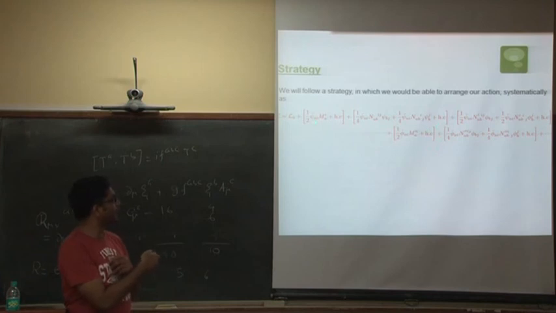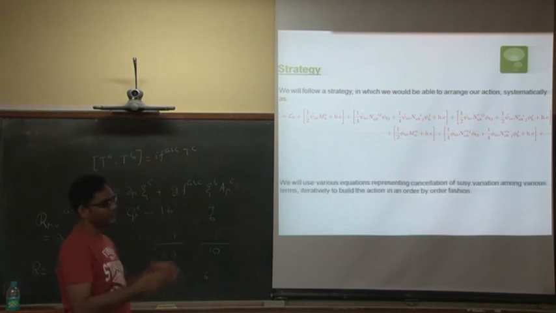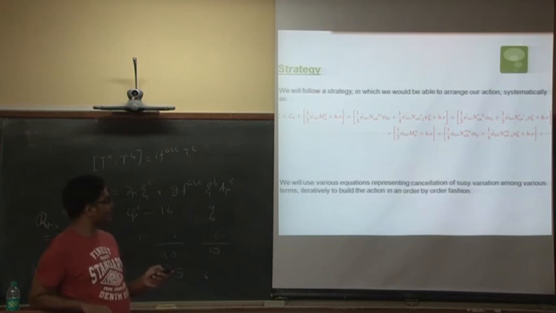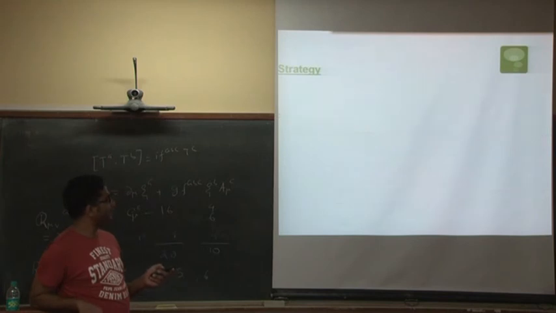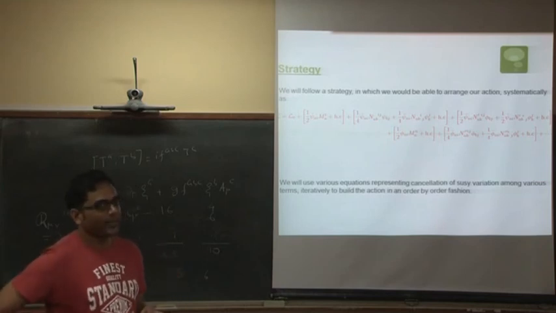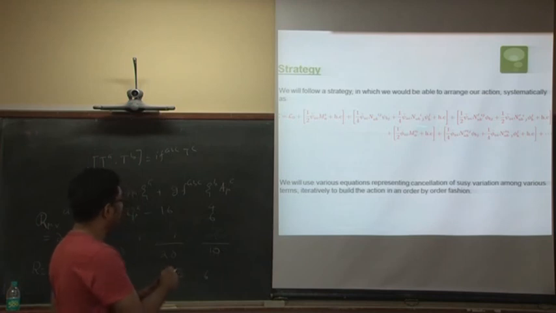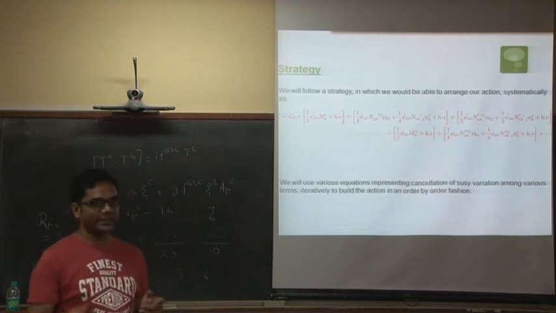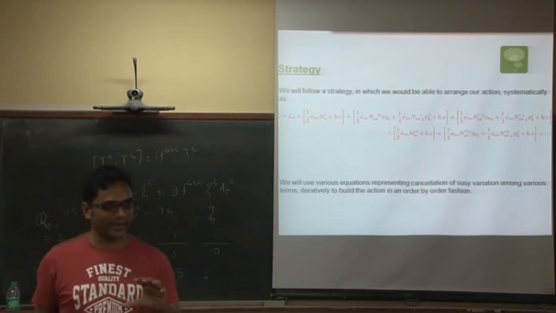There will be a term linear in psi, a term linear in phi, a term quadratic in psi, and a term mixed, one psi and one phi. Then we will use various equations that represent cancellation of supersymmetry variations, and we will use those equations iteratively to build up the action in an ordered fashion. This kind of truncation is gauge invariant. So if I truncate up to here and use my supersymmetry variation to build this up to quadratic in fermion.